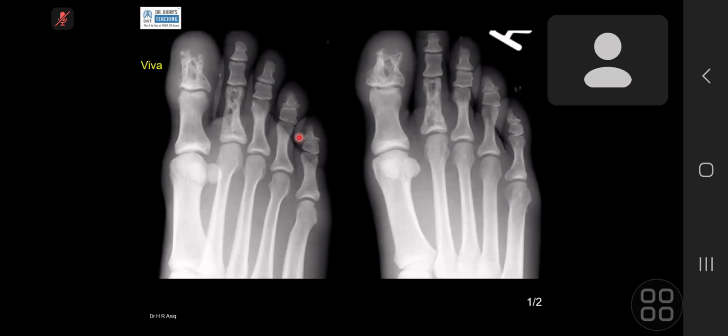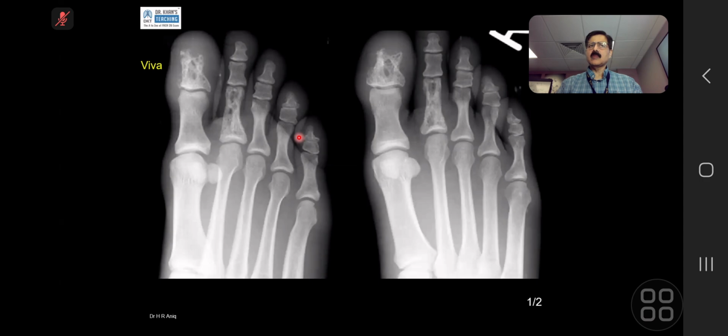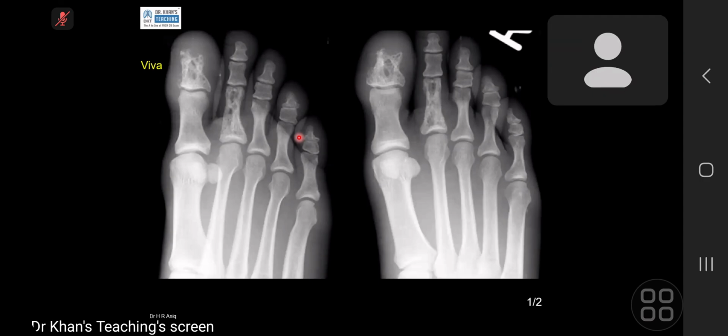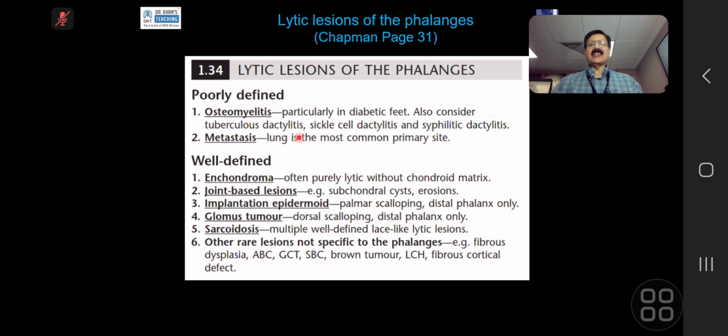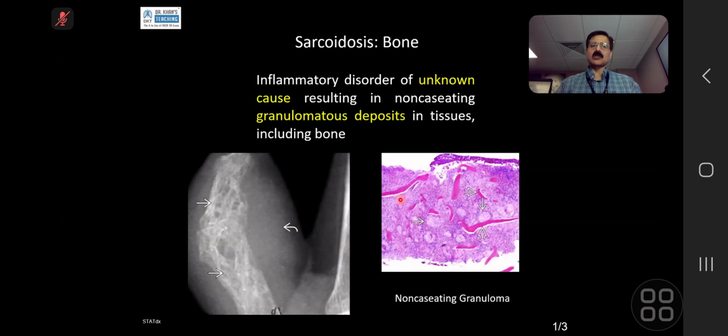Yes, sir. Correction, in sarcoidosis. Sir, don't know, sir. Okay. So lytic lesions in the phalanges and well-defined, and these well-defined include sarcoidosis and all of these things. Fine. Now, if you see, this is the answer to my question.